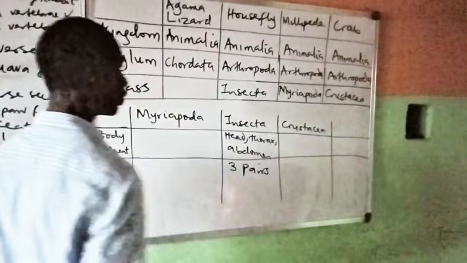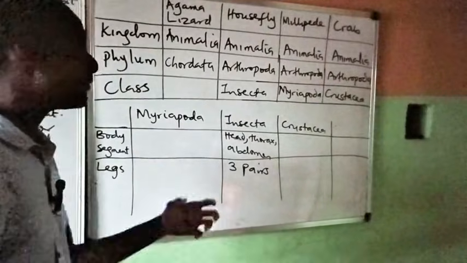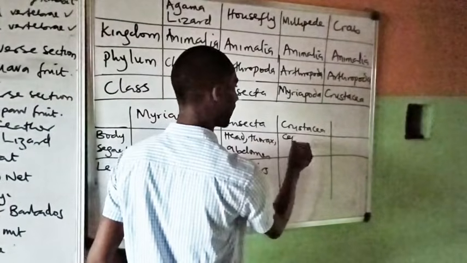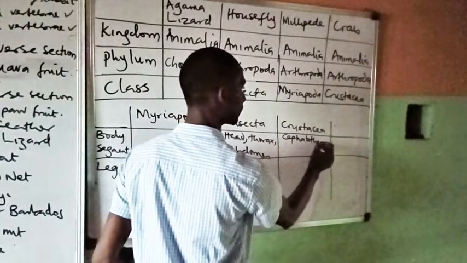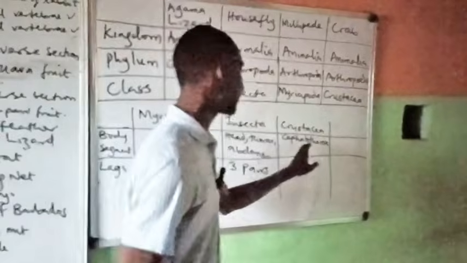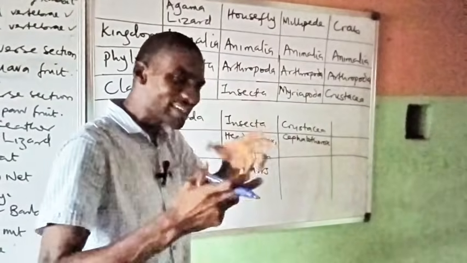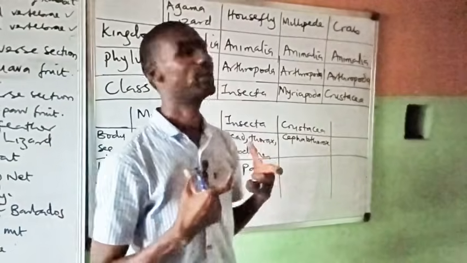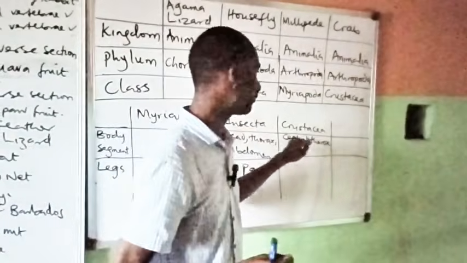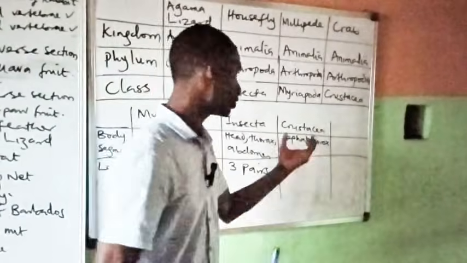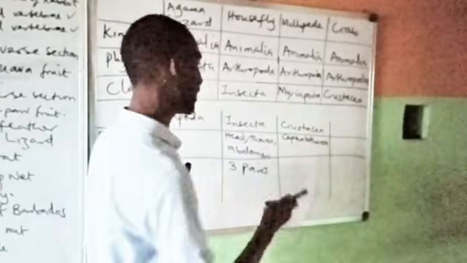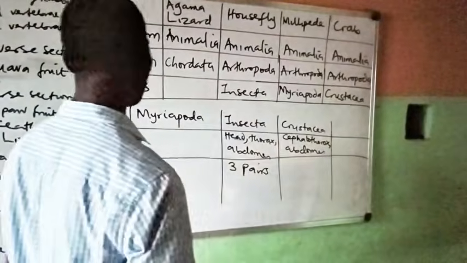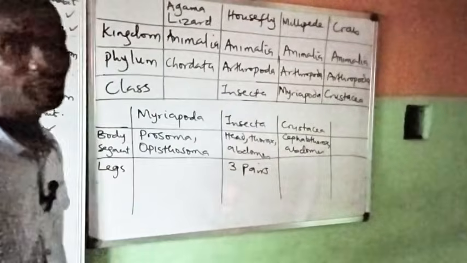Now, if you look at the crustacea, their body is divided into 2 parts, which is instead of the head, it is called the cephalothorax. Cephalo is from the word head. So you will see that their head is jointed, is connected to their neck. So both are connected together. That's why it's called cephalothorax. If you check crayfish, you see that is true. Cephalothorax, and then you have the abdomen. So they have 2 body segments. For the insecta, they have 3 pairs of legs.